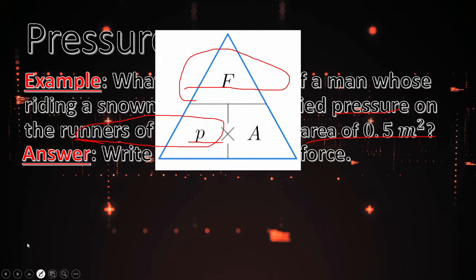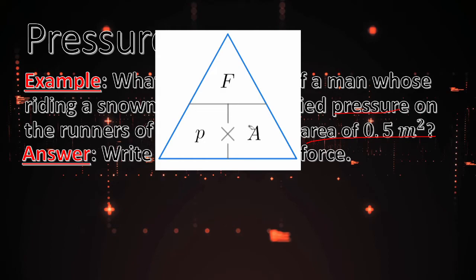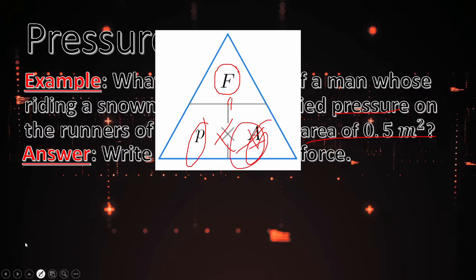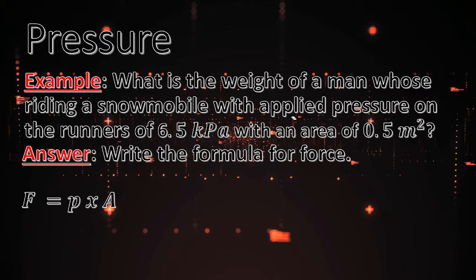Again, we go back to our triangle. Then we can get our formula for weight, which is equal to force, which equals pressure times area. Okay, this one. Formula is force equals pressure times area.